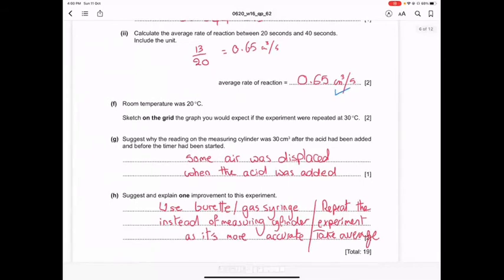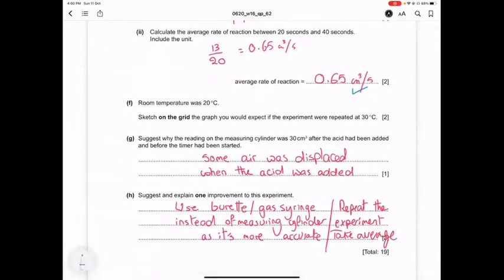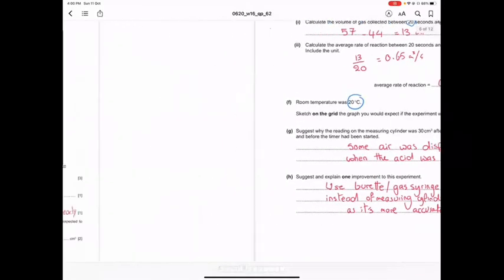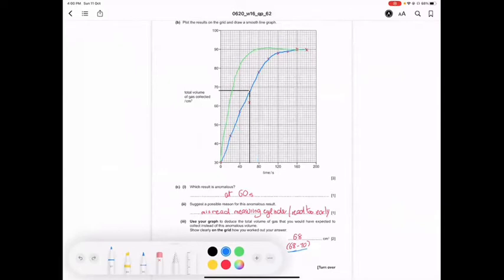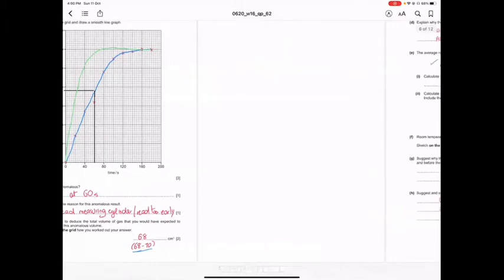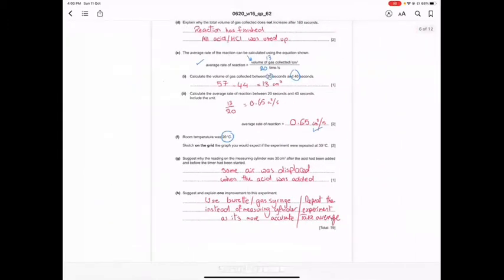F, sketch on the grid the graph you would expect if the experiment was repeated at 30. It was done previously on 20. Of course, a faster rate means we move away from the time axis, okay? A steeper curve, and it finishes at the same level because he didn't change the concentration of the limiting reagent. When you don't touch the limiting reagent, the graph always levels off at the same point. Okay, so 1 mark because it's steeper, 1 mark because it levels off at the same point.